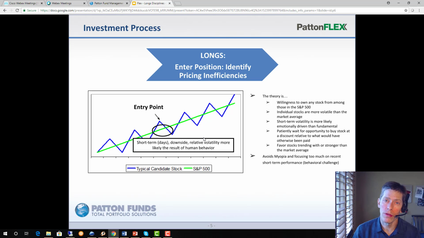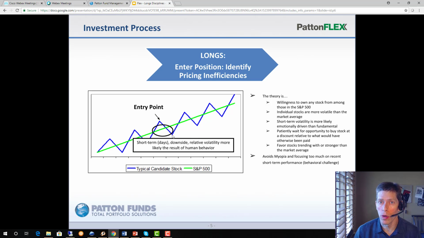So we're going to monitor the 500 stocks in the S&P 500, look for those that are moving higher with the market, as illustrated here, and then what we're going to wait for is a period of short-term downside relative volatility. We're looking for a short window of time because we believe that's more likely to be emotionally driven, not all the time, but it's more likely to be emotionally driven. So we would look for short windows of time where the stock has dipped relative to everything else.